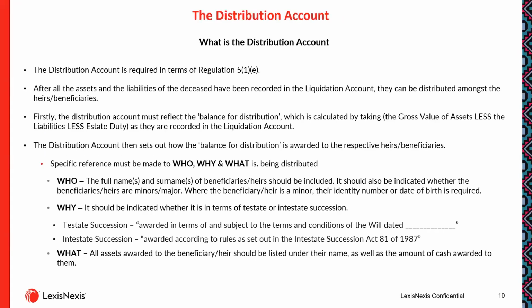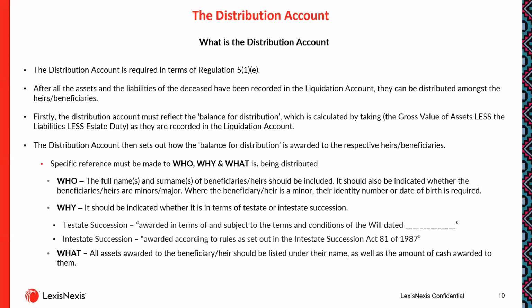So let's have a look at what exactly our distribution account is. So the distribution account is required in terms of Regulation 5(1)(e). And essentially, after we have all of our assets and our liabilities recorded in our liquidation account, and we know how much cash we have available, we can start determining how we're going to distribute these assets and cash amongst our beneficiaries.